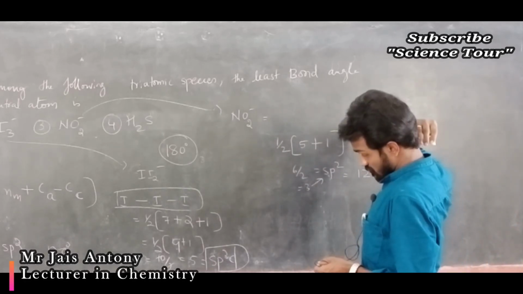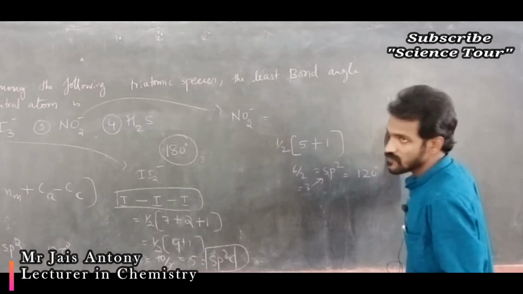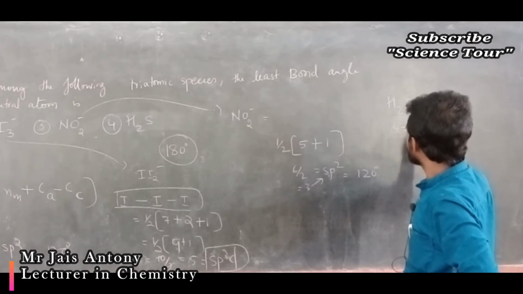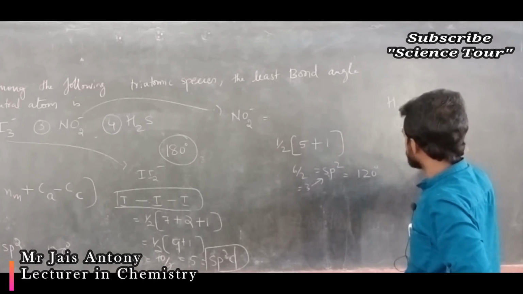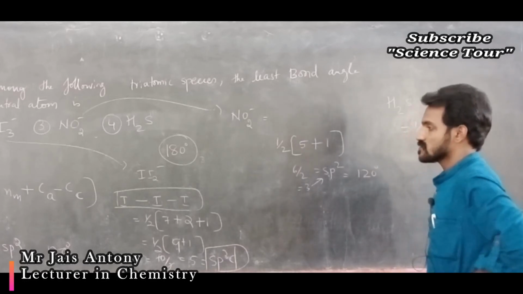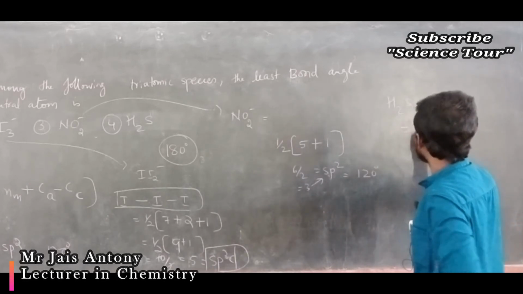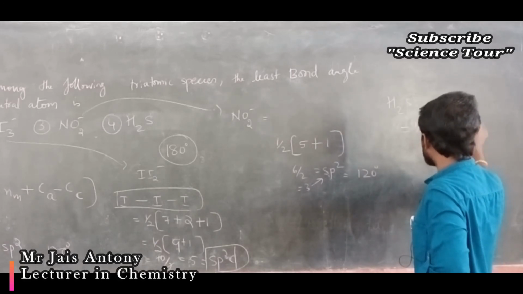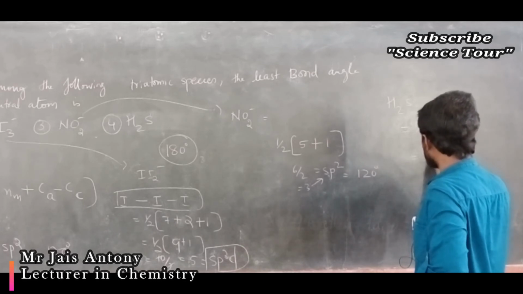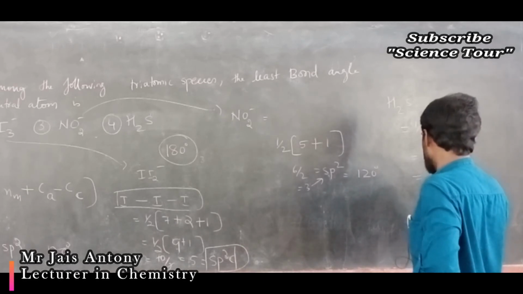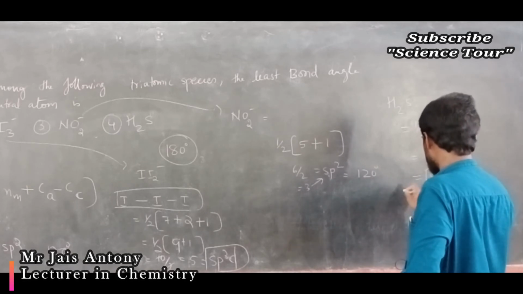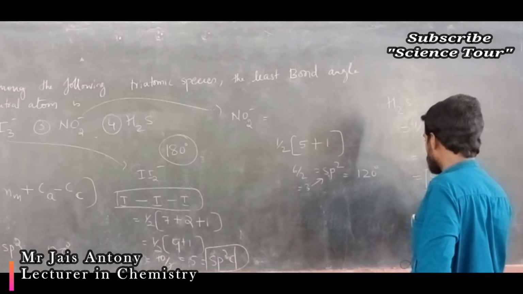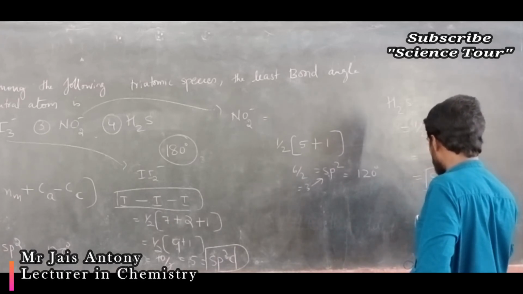And the last one is H2S, my dear students. Here in this case, sulfur has how many electrons? Sulfur has 6 valence electrons. So you have to find out the hybridization. Sulfur actually has 6 electrons and 2 hydrogen monovalent atoms. There is no charge. 8 divided by 2 is actually 4, so sp3. sp3 means, note down, my dear students, you should get 109 degree 28 minutes.